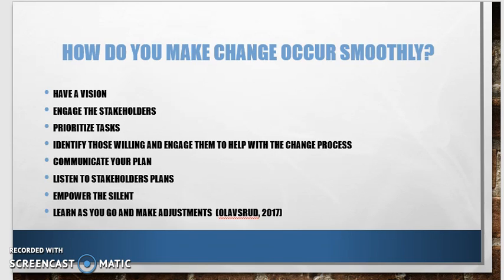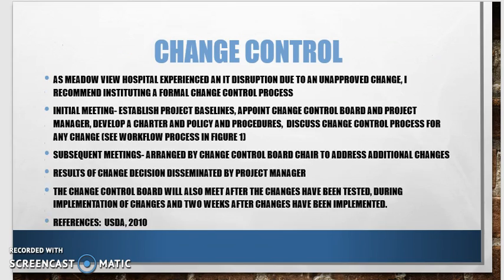Listen to your stakeholders. Get feedback from the people who are using the product day to day because they have invaluable information. And then you need to empower the silent. People that are quiet or introverted don't want to talk because they're embarrassed. So what you can do to help them out, to get their thoughts heard, is do anonymous surveys or polls. And then you need to make sure that you're learning as you go and making adjustments as you go.